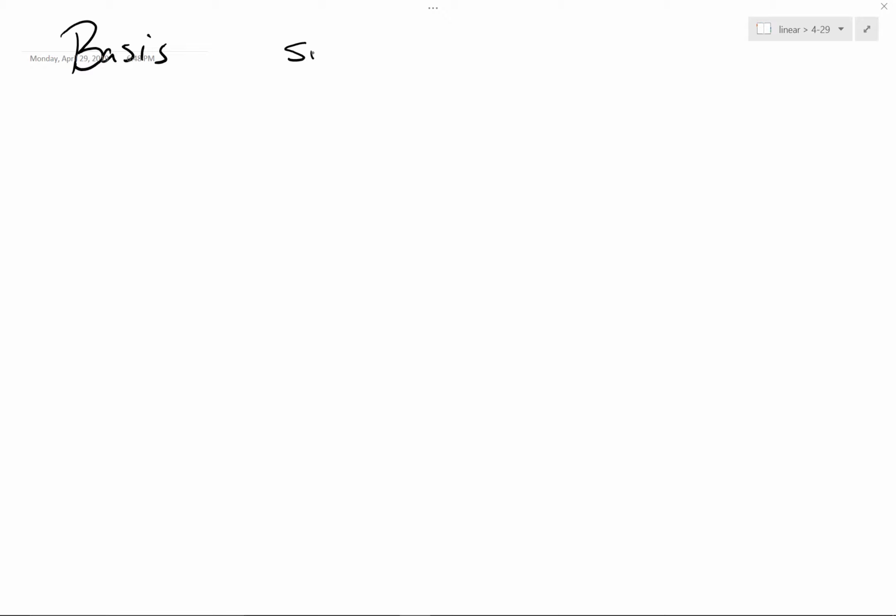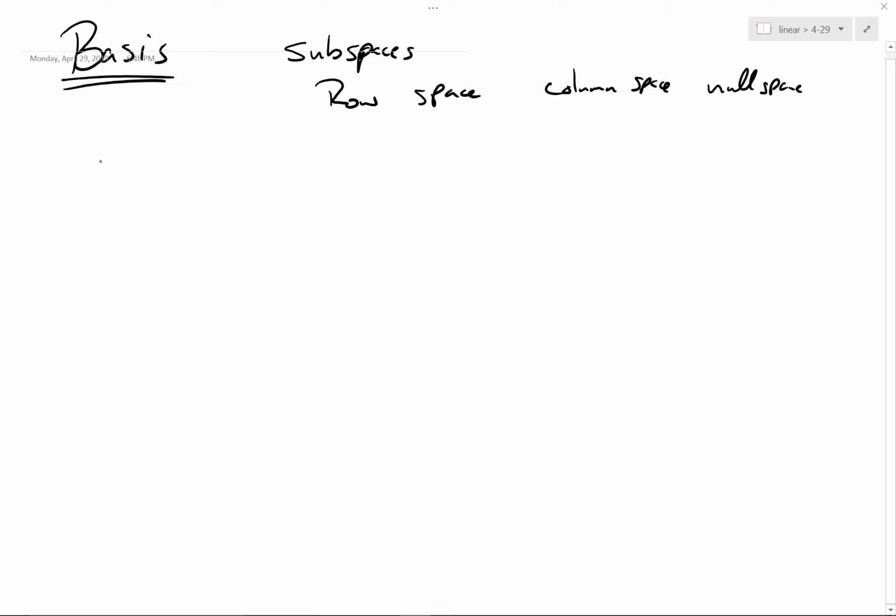We'll be talking about subspaces, particularly three important ones: the row space, column space, and the null space, and trying to get a handle on that. We're going to talk a little bit more about rank tonight, and then see where the whole piece fits together. So for a basis to exist, there are two things that must be true.